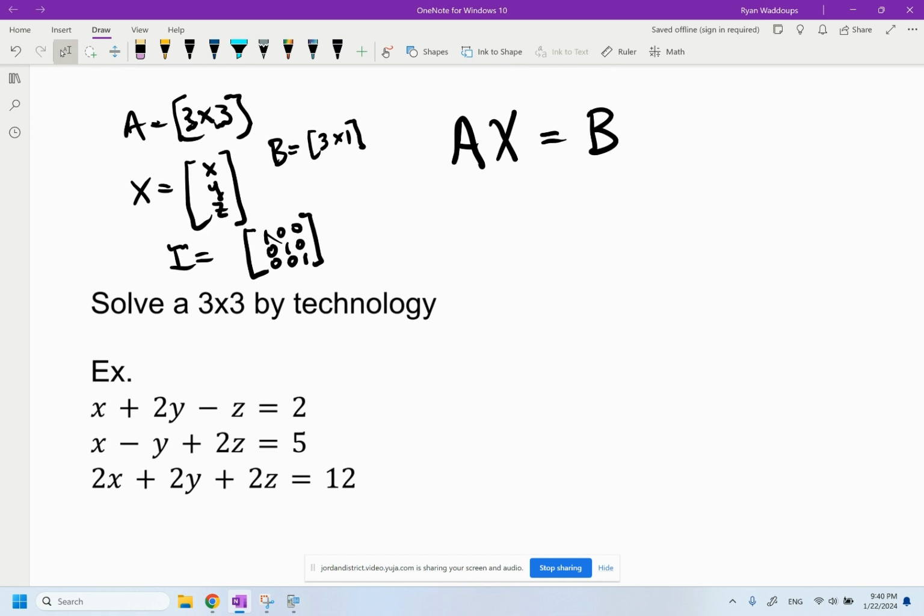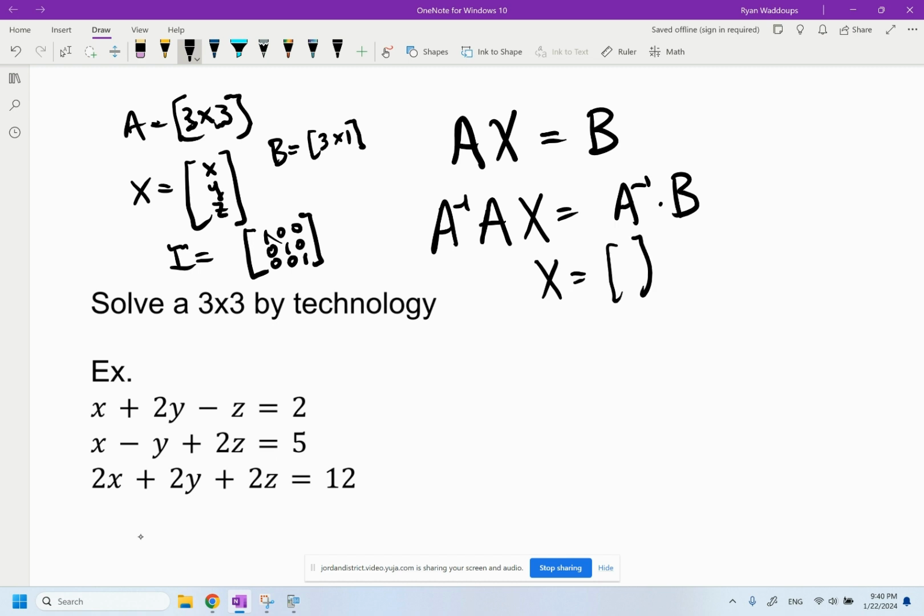So if we can take this AX equals B and multiply both sides by the inverse of A, then this cancels out. You get the inverse matrix, and then your value of capital X, or x, y, z, will give you some value of x, y, and z, and that will be our solution. So that's what we're going to do.